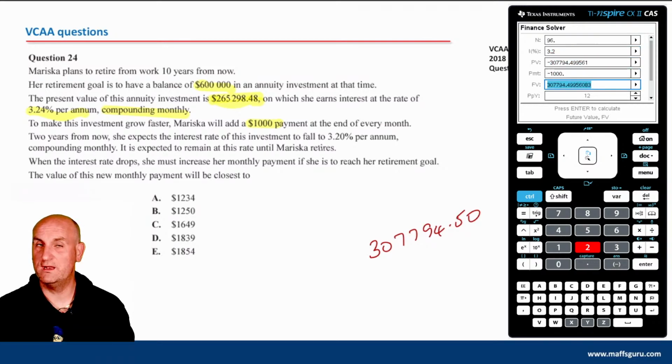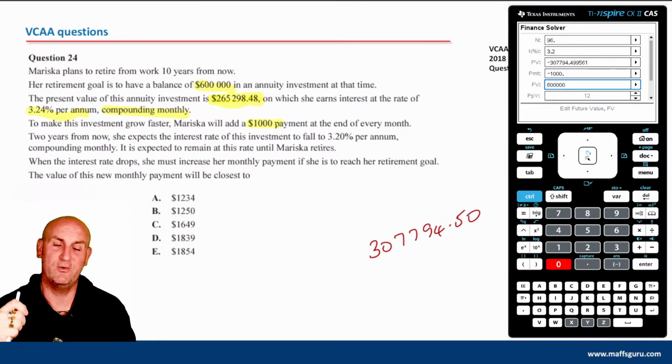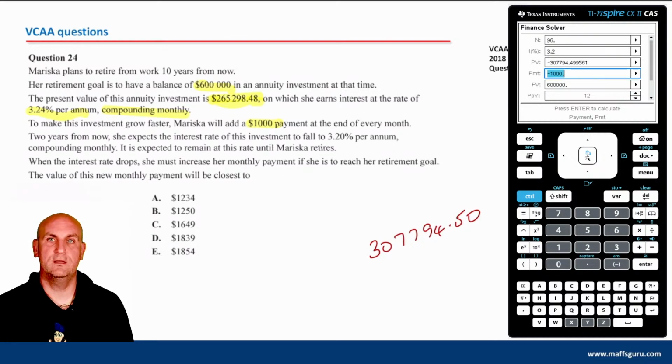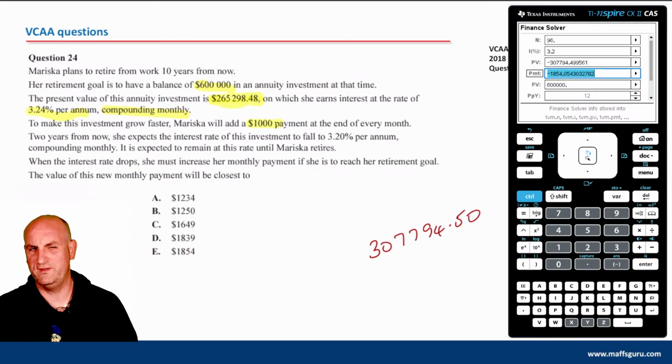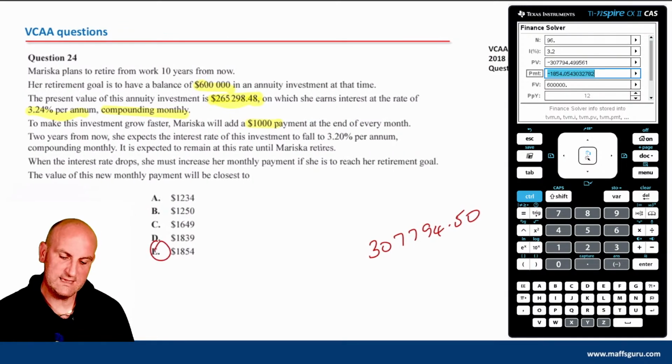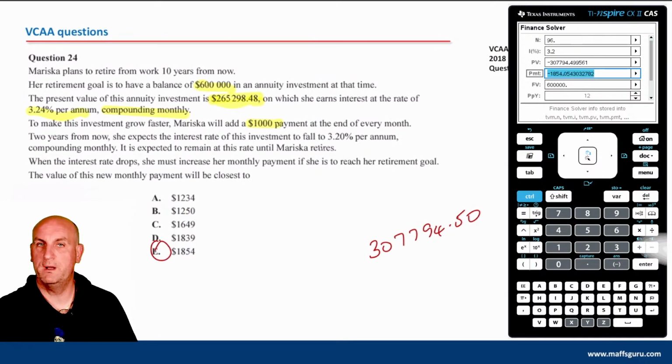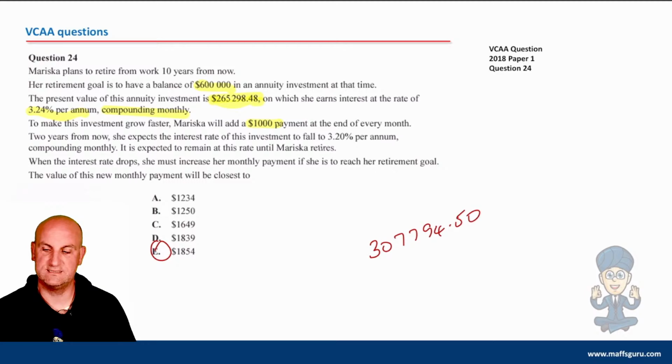What's my future value going to be? Well, again, it says she wants to get to 600,000. Now, again, 600, 1, 2, 3. When I did this question about 20 minutes ago, I got the wrong answer because I missed a zero off. Common mistake. And I think that's my information in. So if I hit PMT now, I get that she's going to change her payments to $1,854. And so E in that situation would be my answer. And believe it or not, that is very much the last question for this particular section.